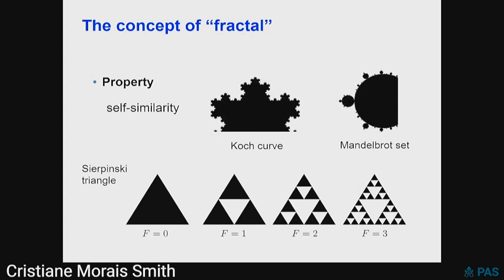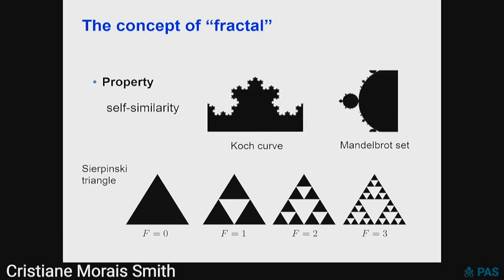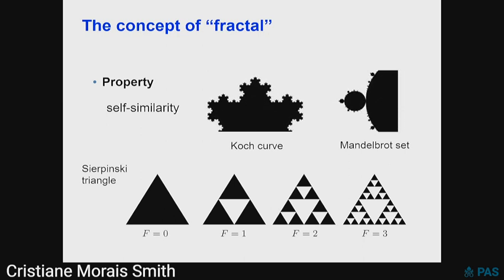So for the ones who don't know, fractals are these beautiful structures that have the property of self-similarity. As you keep zooming in on them, you keep always seeing the same structure. The Koch curve is the structure of snow. The Mandelbrot set is the solution of a mathematical equation. And underneath, I show you a very simple mathematical fractal, the Sierpinski triangle.